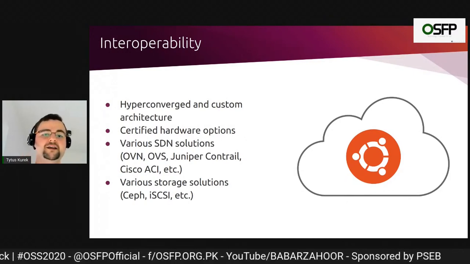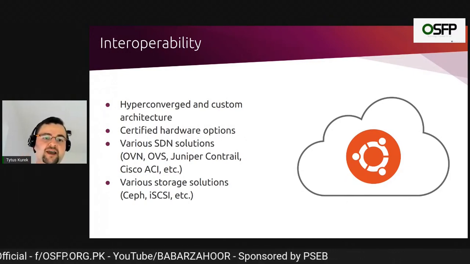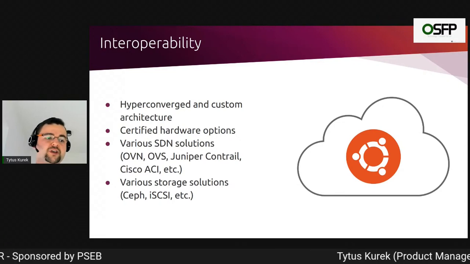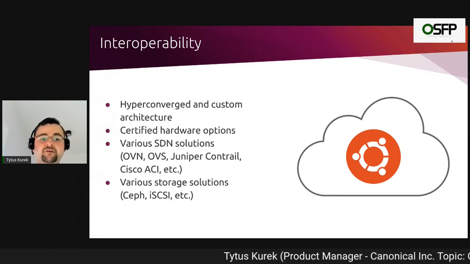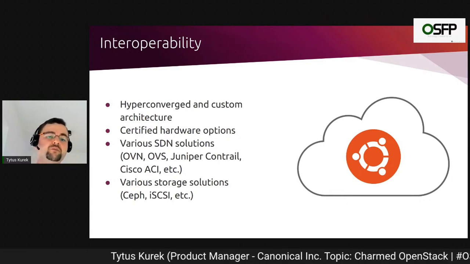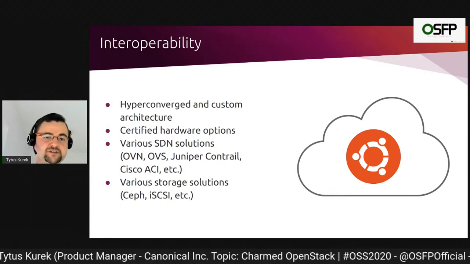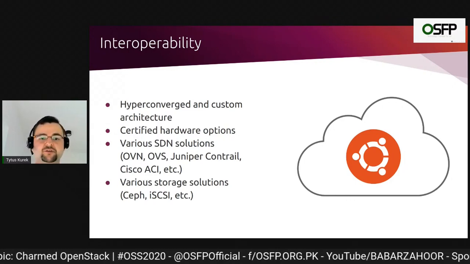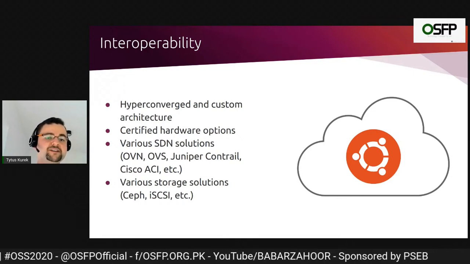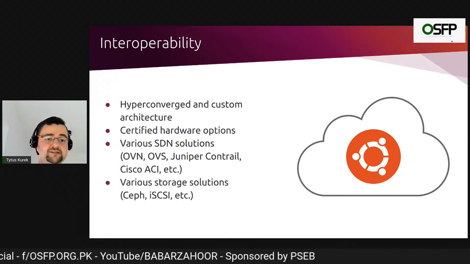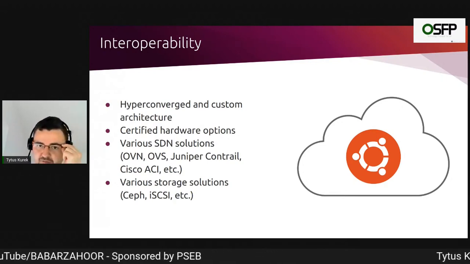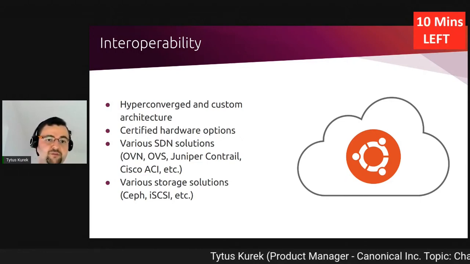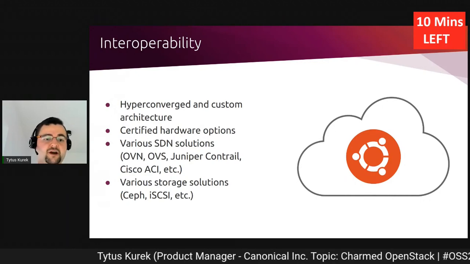There is no one OpenStack architecture that serves all kinds of use cases. So there are actually two choices that we consider available: either a hyper-converged architecture where all of the compute, network, storage, and control services are shared across all of the nodes in a cloud, or some custom architecture according to various organizations' requirements. All of that runs on certified hardware. Again, we cooperate with leading independent hardware vendors to make sure of interoperability of the platform across various hardware.